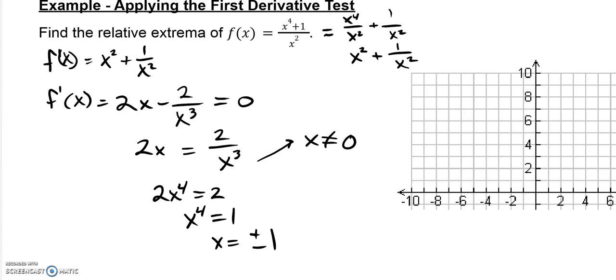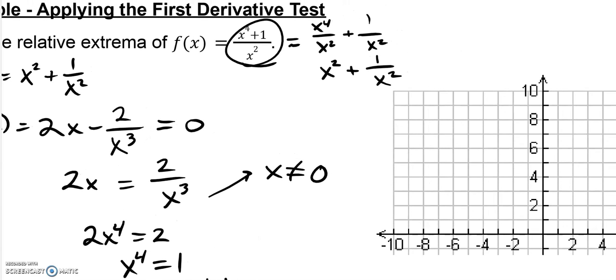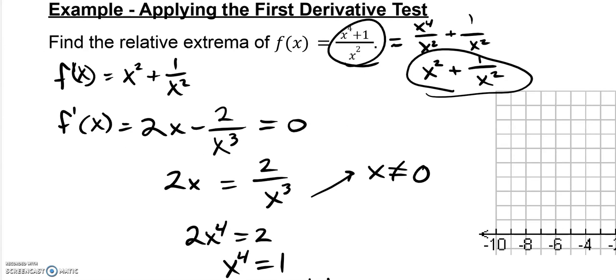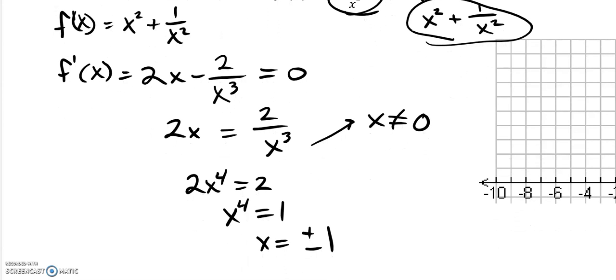Okay, so first of all, there's a couple of different ways you could go about doing this. What I did is I went ahead and just rewrote this as x to the fourth over x squared plus 1 over x squared, and that simplified down to this, right? Then I can find the derivative of just x squared plus 1 over x squared. Again, it's the same thing. You could do the quotient rule and get the same thing, okay?